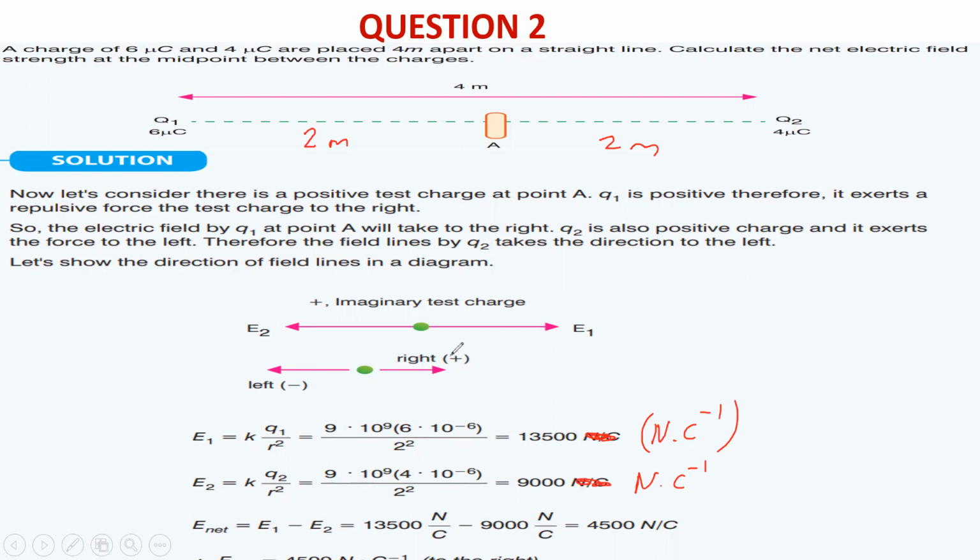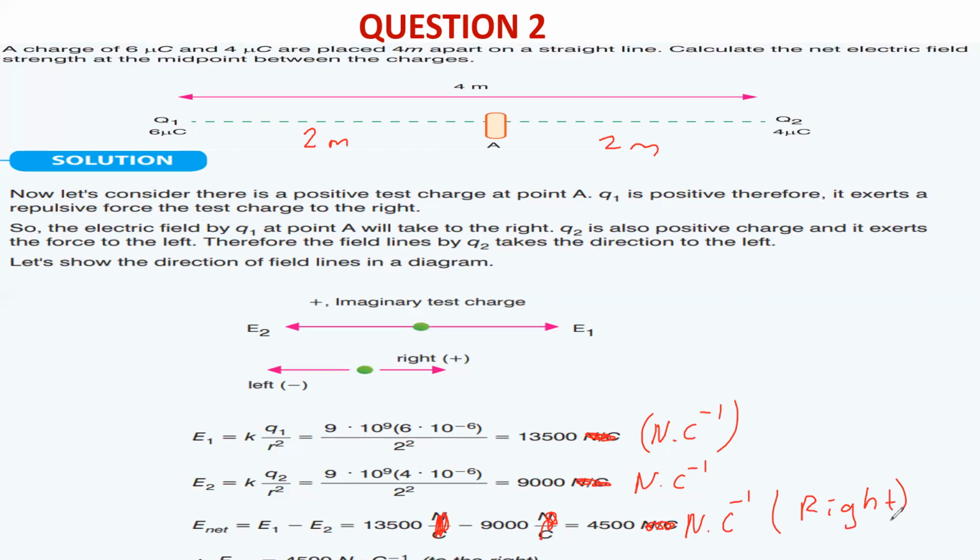In this solution, they said right is positive, left is negative, and firstly, E1 minus E2. Okay, 13,500 minus 9,000. Even if we don't write units while doing the calculation, we get 4,500 newtons times coulomb negative 1. What's our direction? Right. Why right? Because, as you see, E1 is more than E2. Okay, we have done our question 2. I hope everything is fine so far.